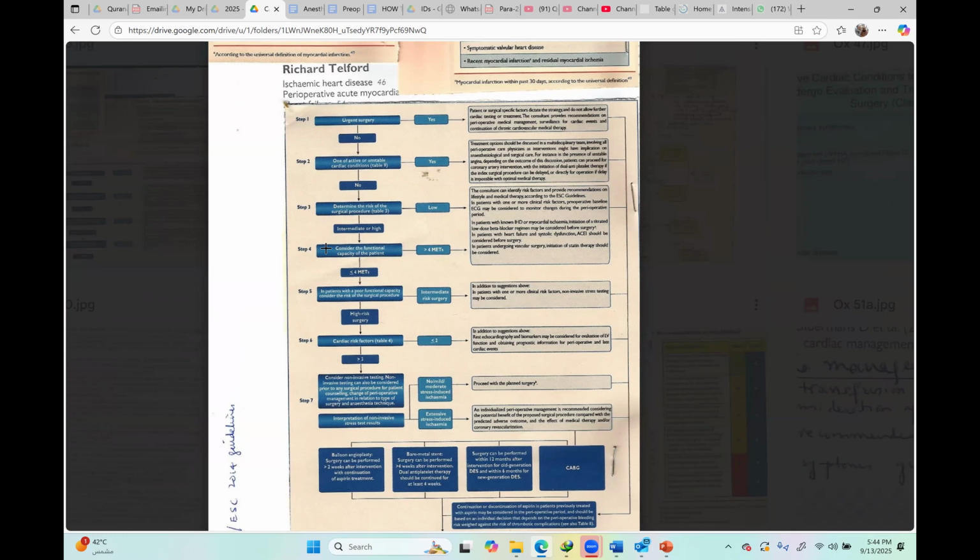And one thing I forgot about: bare metal stent, drug-eluting stent, and balloon angioplasty. For balloon angioplasty, I think you need 2 weeks. For bare metal stent you need 4 to 6 weeks. For drug-eluting stent, whether first generation or second generation, 6 months to 1 year. First generation is 1 year, and second generation is, I think, 6 months.